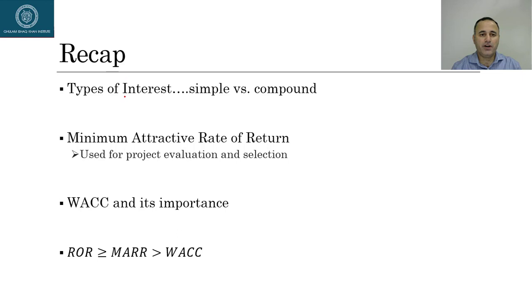In lecture number 5, we covered different types of interest. One was simple and the other was compound. In simple interest, the interest is earned only on the principal amount. So principal only, and in compound, interest is earned both on the interest that we previously earned and the principal amount. As I said, do not worry about this right now, because we will be covering this in chapter number 2 quite in detail.